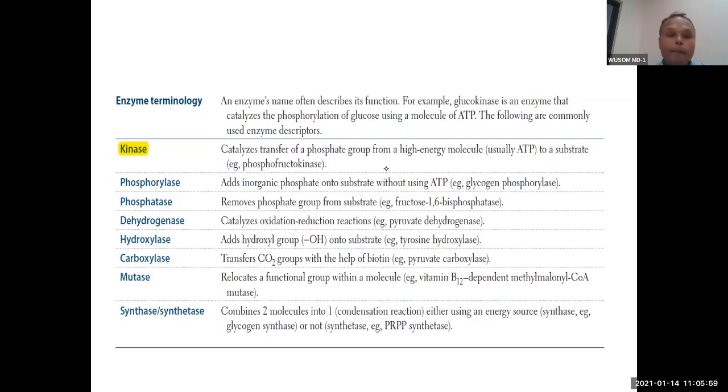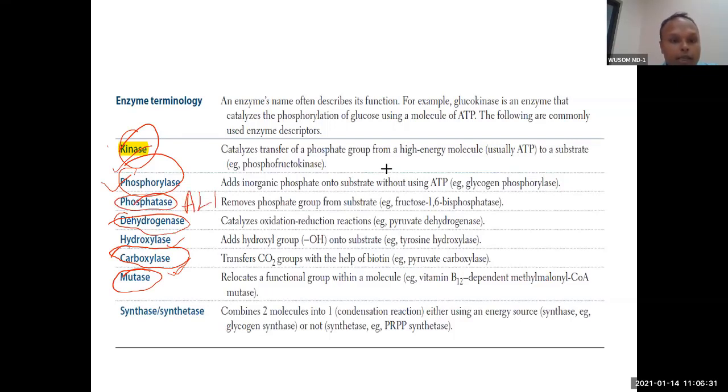Okay. So enzyme terminology, this is a snapshot from your First Aid. You can see kinases has been marked. That is why I have focused on kinases. Here phosphorylase has been given, that is why I have written phosphorylase. Carboxylase, you can find here also. You can see hydroxylase. So now you can understand the terminology. Dehydrogenase you can understand, mutase, and phosphatase, as in alkaline phosphatase, ALP. So I have discussed all of this.